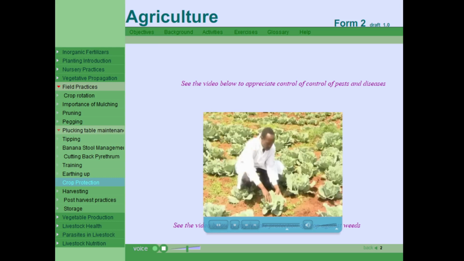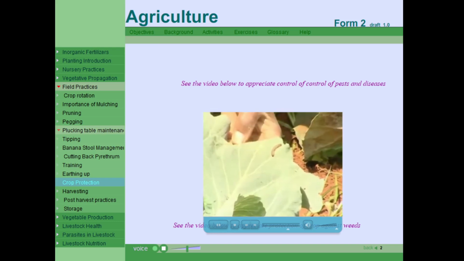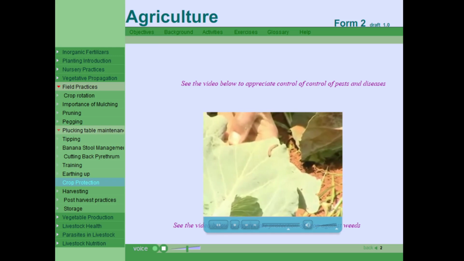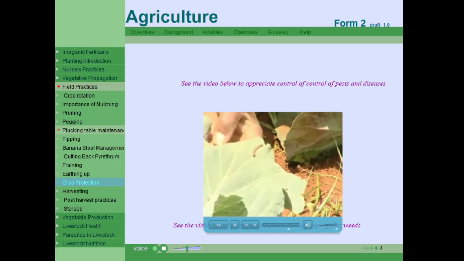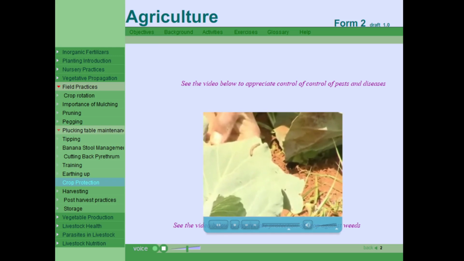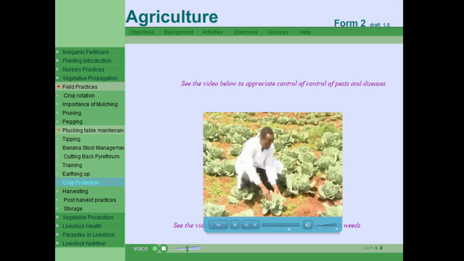Now, another pest of importance in vegetable production, and especially in cabbage, is the diamondback moth. This is a pest you can see. It is feeding on the leaves at this particular moment, and this is the larva stage of the moth. Now, when it feeds on the leaves, it makes holes that we refer to as windows.